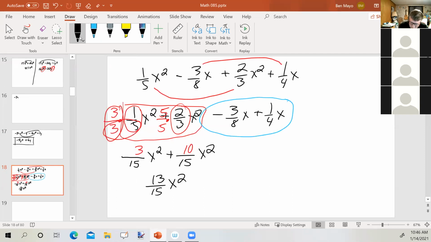So what's the common denominator between 8 and 4? That would be 8, right? Right. So if it ain't broke, don't fix it. So -3/8 x stays -3/8 x. 1/4 x is going to be something over 8 times x.